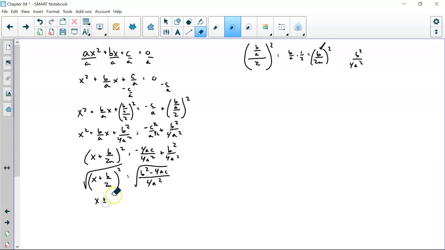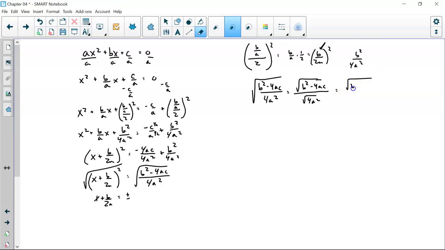x plus b over 2a equals plus or minus. Now, when we take the square root of b squared minus 4ac over 4a squared, we take the square root of the numerator, b squared minus 4ac. I can't really do anything with that. Now the square root of 4a squared.